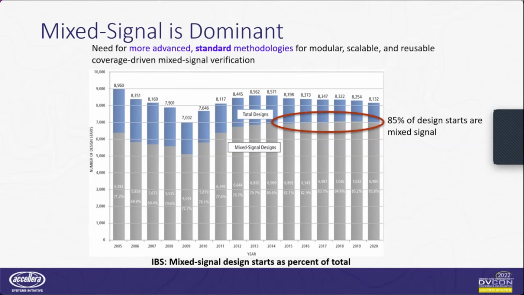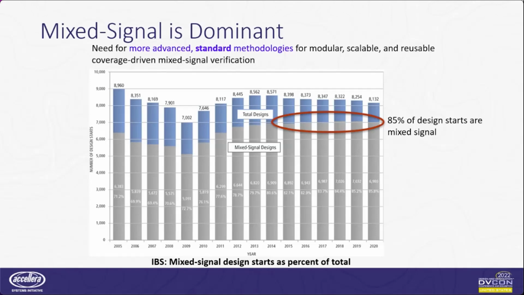Just like we did 10 years ago with UVM for digital verification, teams are now beginning to realize that AMS verification is going to require more advanced methodologies for modular, scalable, reusable, coverage-driven mixed signal verification. So all the reasons that things like UVM were created initially for digital verification, we now recognize that we need the same kinds of things for analog and mixed signal verification as well.